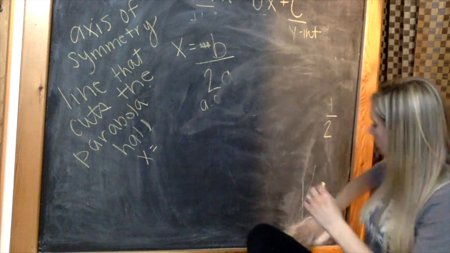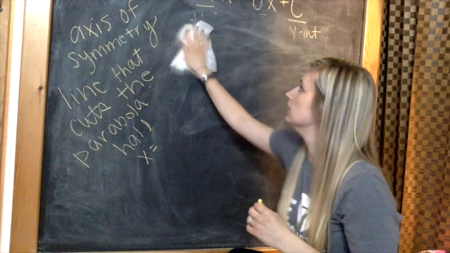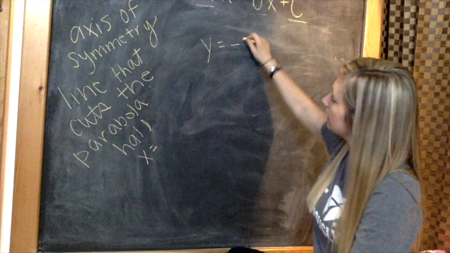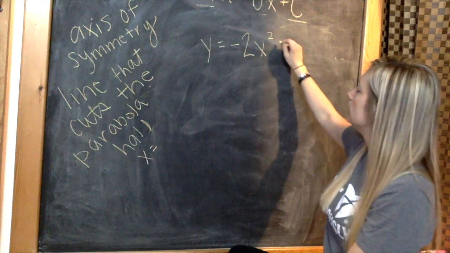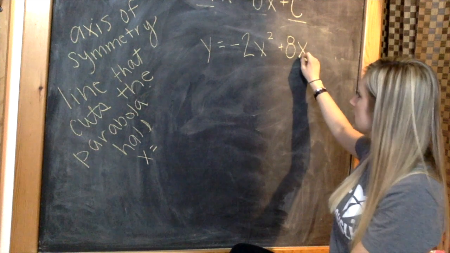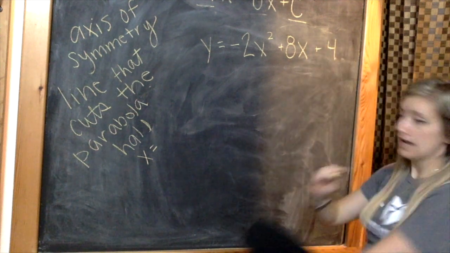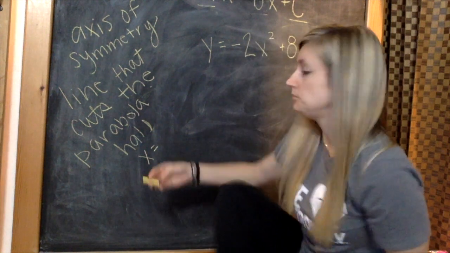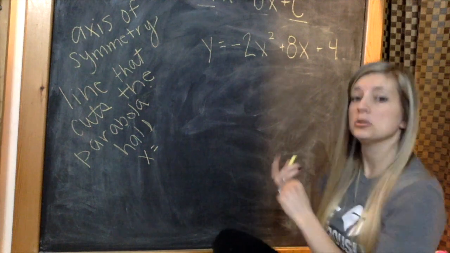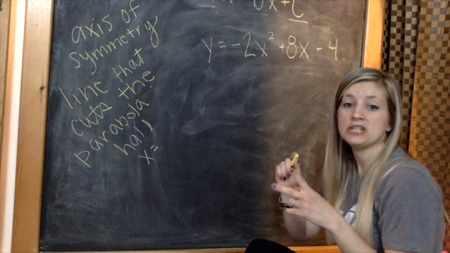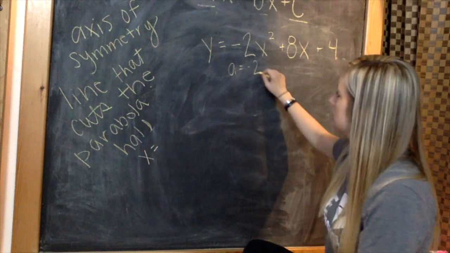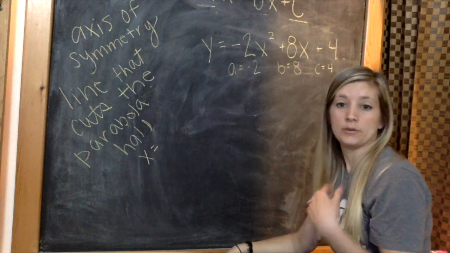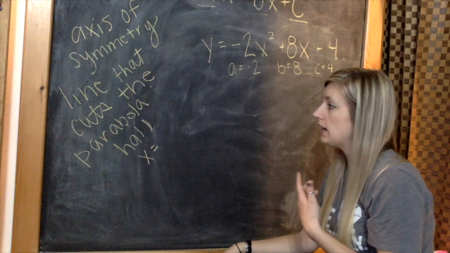Okay, so let's try another one. Let's do y equals negative 2x squared plus 8x plus 4. So again, we got cut off, so we're going to go ahead and finish. So I have y equals negative 2x squared plus 8x plus 4. So identify your a, your b, and your c. So a is negative 2, b is 8, c is 4. So again, follow your formula. X equals opposite b divided by 2a.